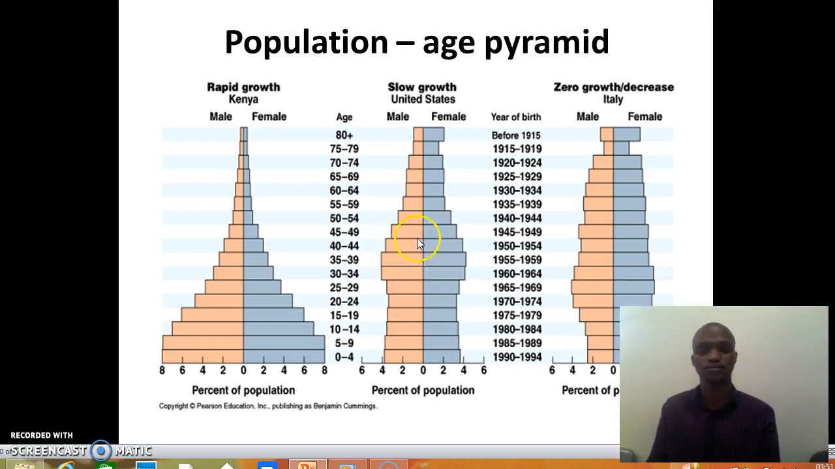and the people who are in great numbers are the middle-aged people, and also here actually these two are more of the same.